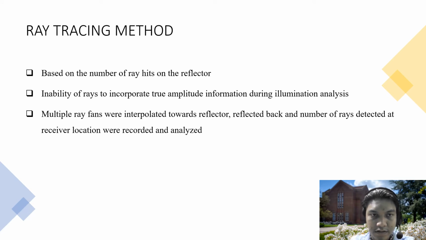Next is the ray tracing method. The ray tracing method is based on the number of rays that hit the reflector. The inability of rays to incorporate true amplitude information during illumination analysis can be a disadvantage of this method. How this method works is that multiple ray fans are propagated toward the reflector and then reflected back, and the number of rays detected at the relevant location is recorded and analyzed.